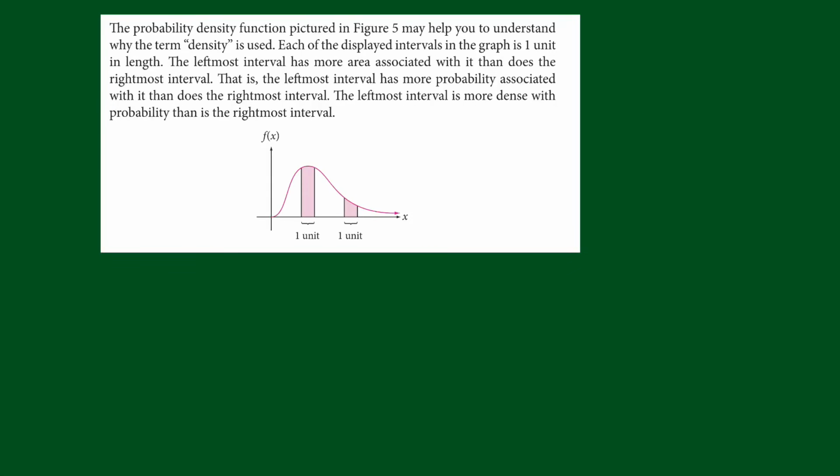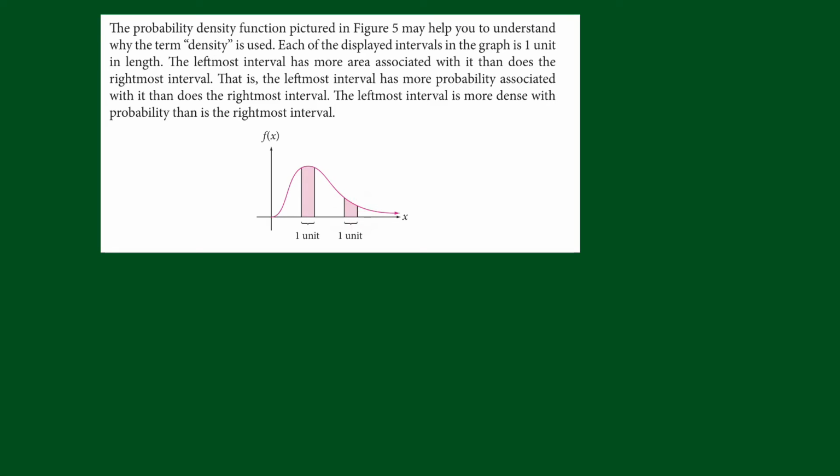Now, the probability density function pictured down here may help us understand why the term density is used. All right, now each of the displayed intervals in the graph is 1 unit in length. So here's a graph. I've got a 1 unit length interval here and a 1 unit length interval here. Now, the leftmost interval has more area associated with it than does the right interval, right? There's more area here than over here. That is, this leftmost interval has more probability associated with it than does the right-hand interval.